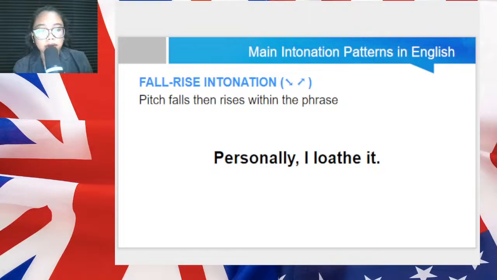The defining characteristic of fall-rise intonation is that the pitch falls, then rises within the phrase. This means that within a single continuous vocalization of a word or a short group of words, the speaker's voice first moves downwards in pitch, and then without a break, it immediately sweeps upwards again. It is a combined movement, clearly depicted by the unique arrow symbols. It signifies both a descent and an ascent in vocal pitch.